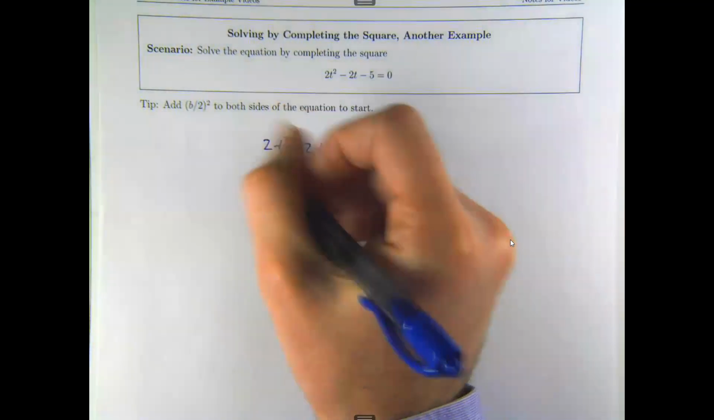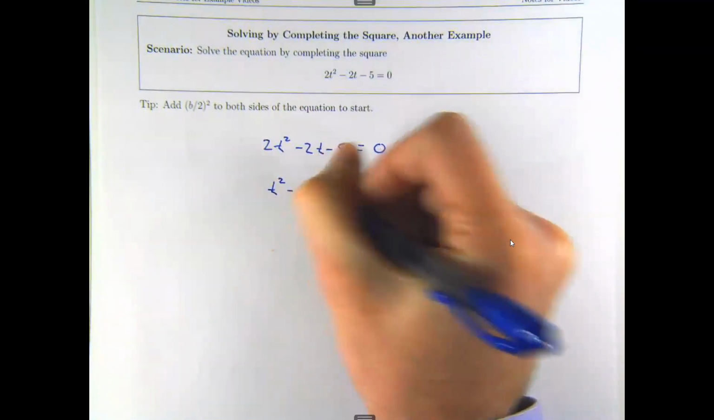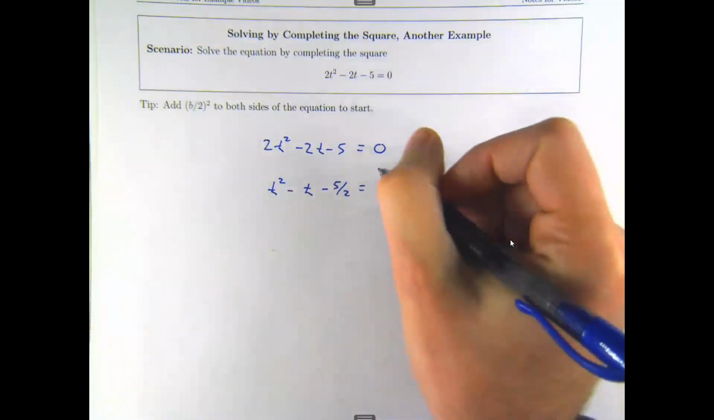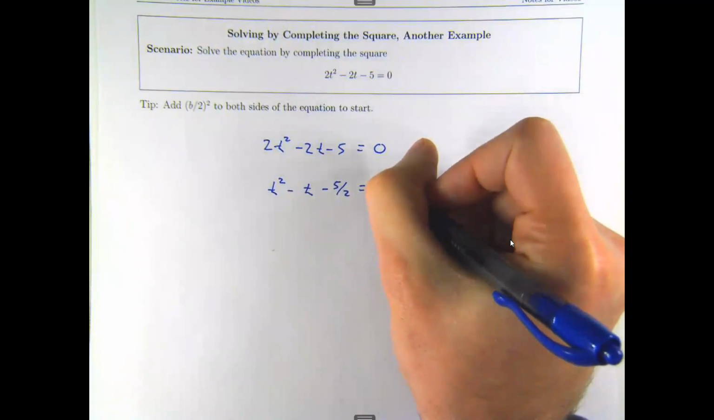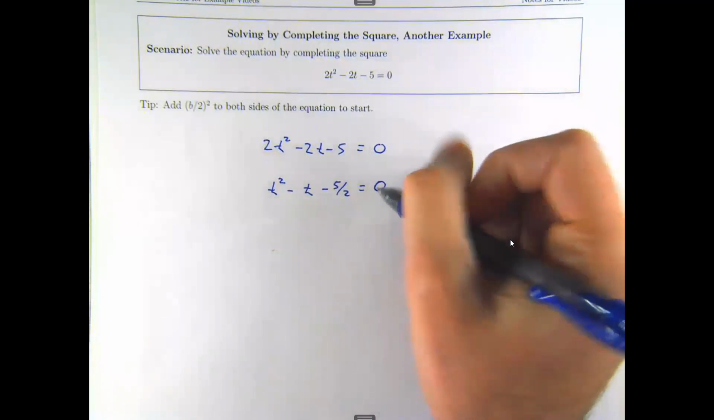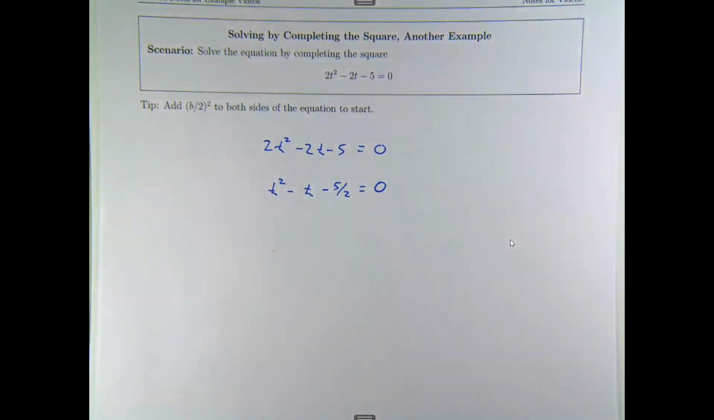If I divide this left side by 2, I'm going to have t squared minus t minus 5 over 2, or 2.5. And 0 divided by 2 is just 0. So that's one of the great things about having an equation equaling 0. You can divide things out early, and it makes stuff look a whole lot nicer.